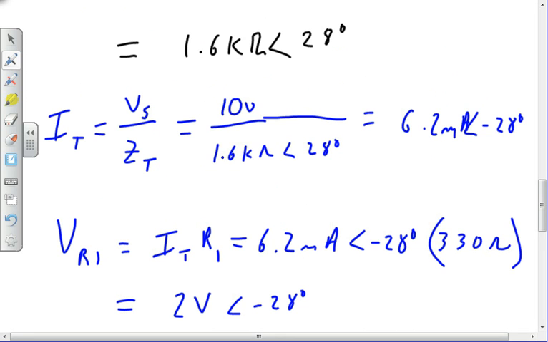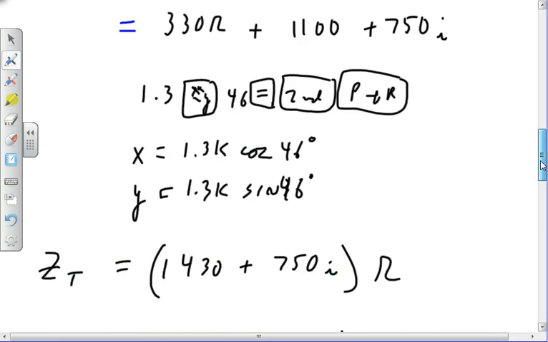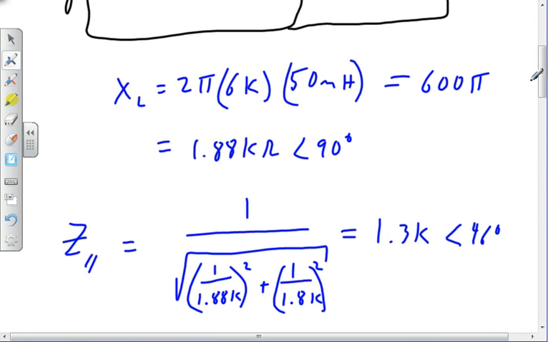So, calculate the component current and voltage values for the circuit shown. Boom, I'm done. That's all you gotta do. There's only a half dozen polar to rectangular conversions, followed by rectangular to polar conversions coming back.